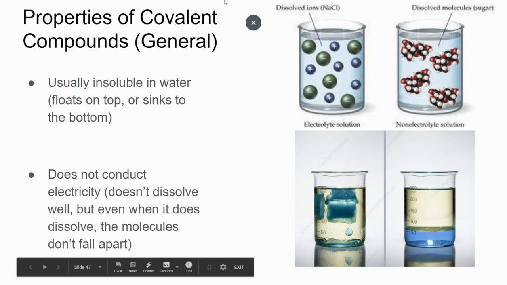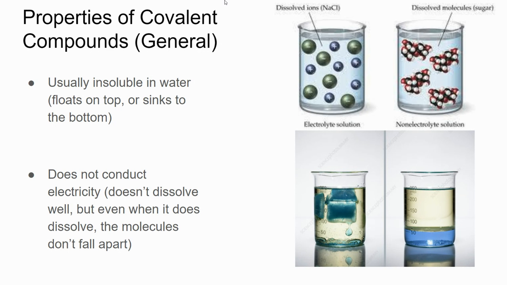Usually, covalent compounds are insoluble in water. However, we do have ones that do dissolve, such as sugar. Sugar dissolves in water. Ethanol dissolves in water. It's alcohol, and alcohol is a covalent compound. But a lot of covalent compounds do not dissolve in water. What it really depends on is how similar they are to water. If they're very similar to water, they dissolve in water. If they're not very similar, then they don't dissolve in water.